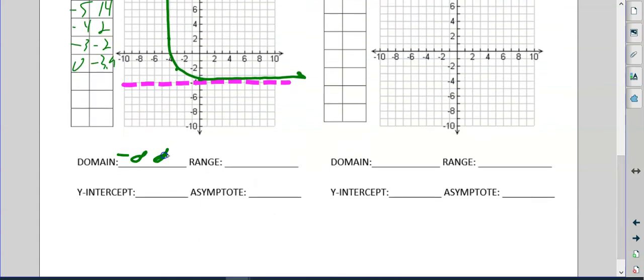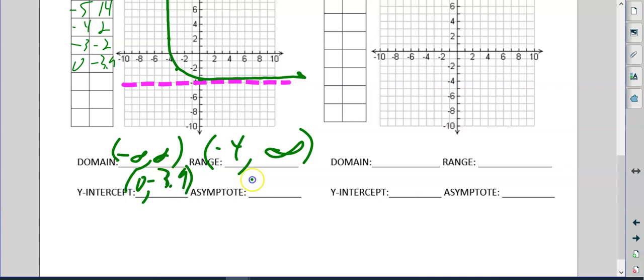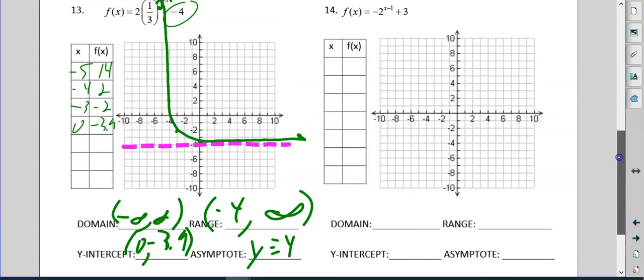Domain does not change. The range is going up towards positive infinity, never hitting -4. The y-intercept is at 0, -3.9. And the asymptote is that -4, right there.